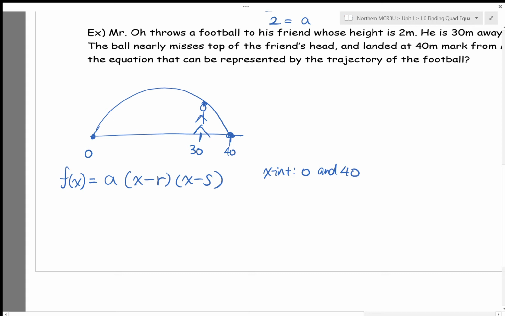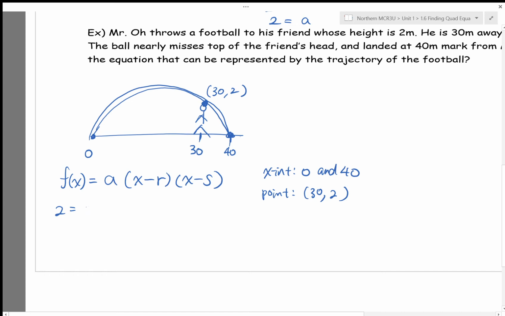Now, the other point that we should be able to find is where the friend is standing. So the friend is standing at the 30-meter mark, but his height is around 2 meters, and the ball nearly touched it. So we can say the point on this trajectory right here is (30, 2), right? Because the height in this case represents the y value, and the 30 represents the horizontal value, which is the x value.